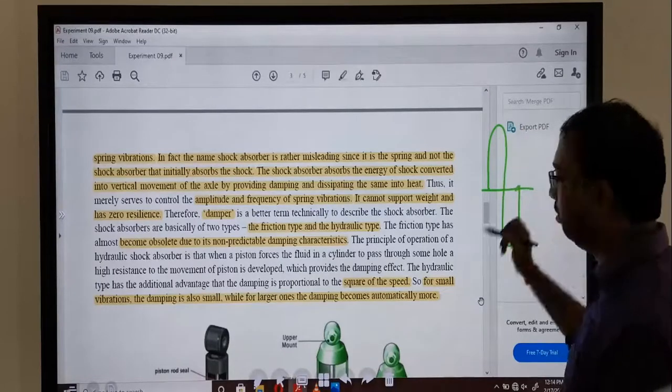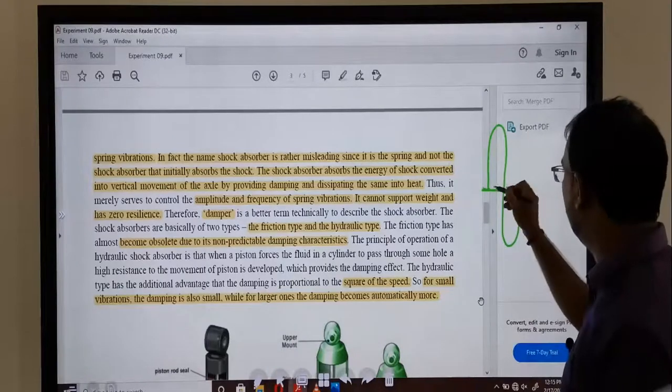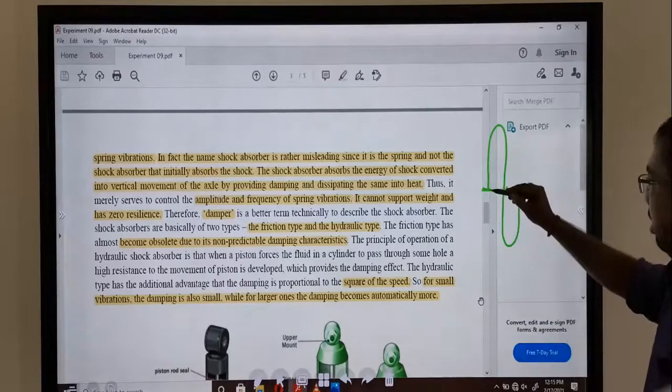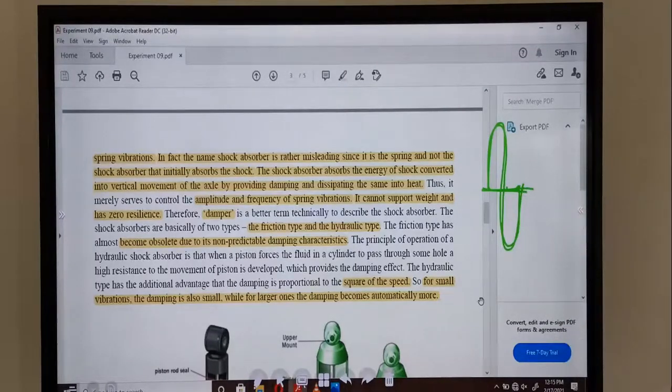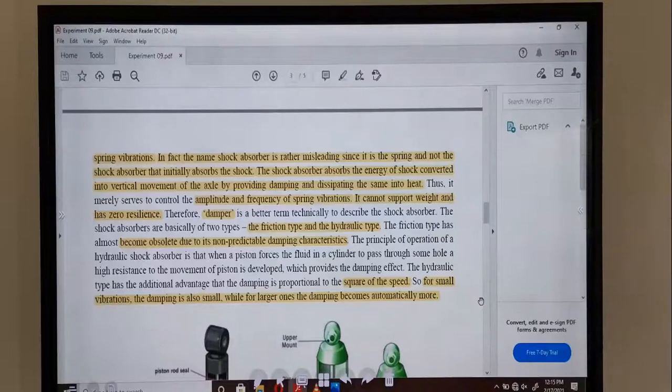It again comes to its starting position without any variation. That means resilience. So it cannot support the weight of the vehicle.